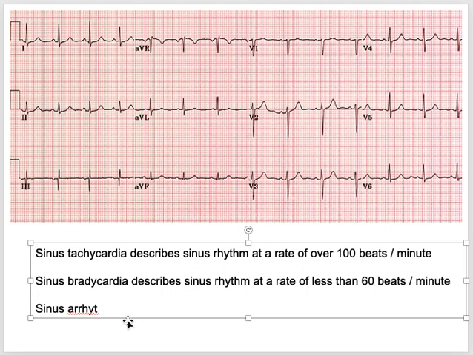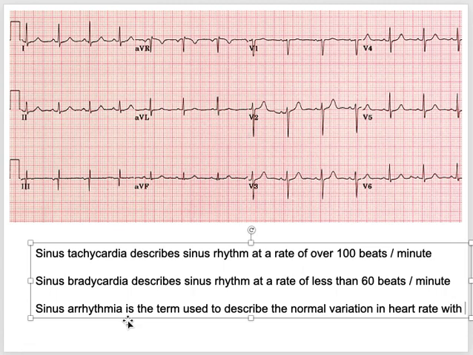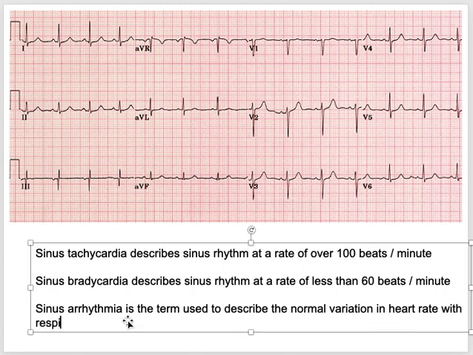Sinus arrhythmia is the term used to describe the normal variation in heart rate with respiration. Okay, so now remember, what is sinus arrhythmia?